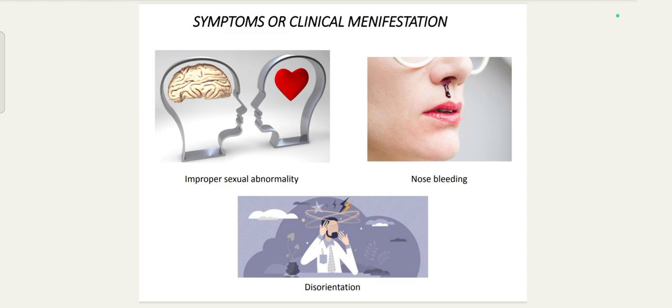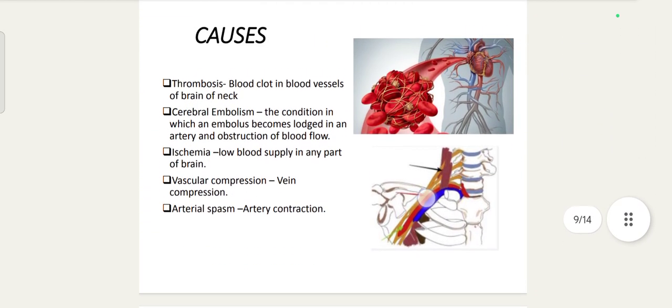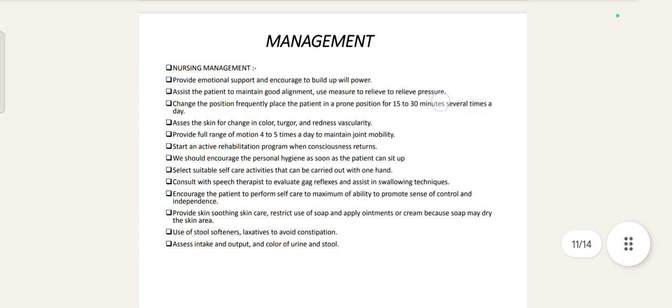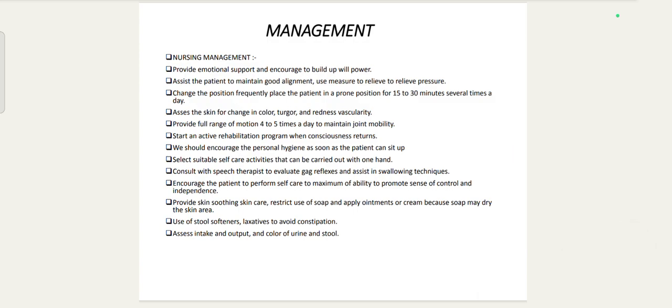So next we will see the management of CVA. The first management is nursing management, in which the first function of any nurse is to provide emotional support, that is psychological support, to encourage the patient to build up their willpower. Second is to assist the patient to maintain good alignment, to reduce the pressure points. The next nursing management is to change the patient's position frequently, every 15 to 30 minutes. And also check the patient's skin for any peeling, turgor, skin color, redness, pressure points, etc. Provide full range of motion 4 to 5 times a day to maintain joint mobility.